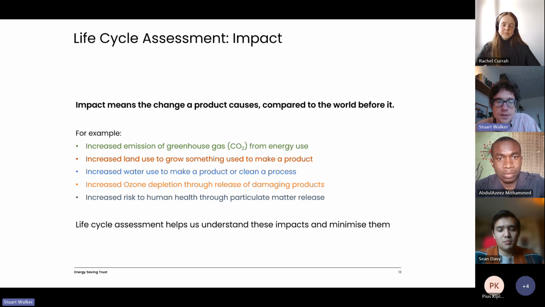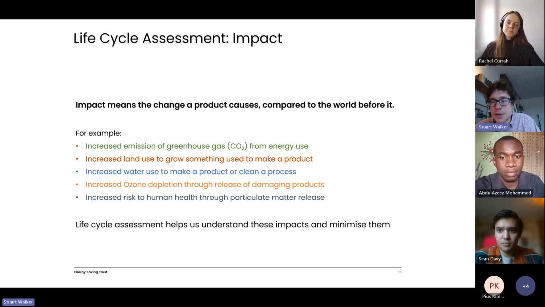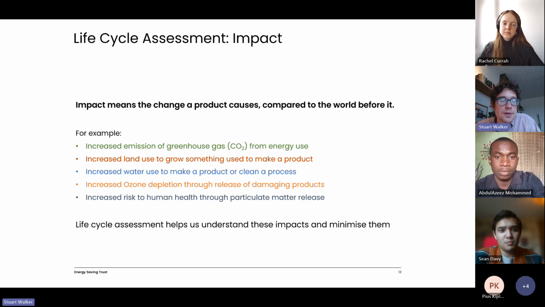And there are various other examples, like ozone depletion if we cause the release of damaging products, and so on. These are all negative impacts. Obviously, we can have positive impacts as well. We can maximize those positive impacts and reduce the negative impacts as much as we can. But using life cycle assessment is the way to find out what those negative impacts might be.